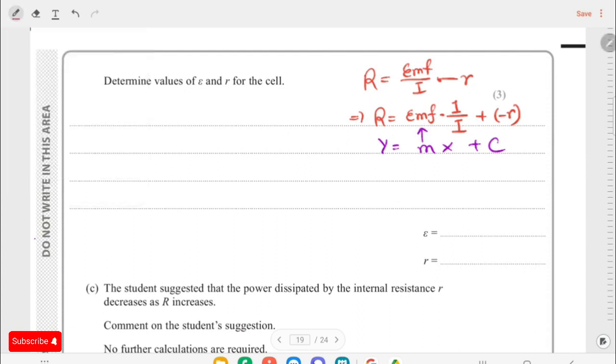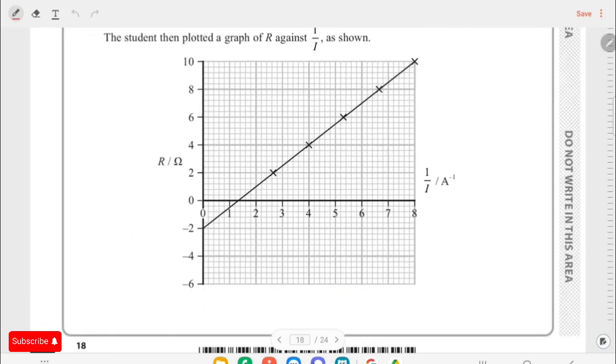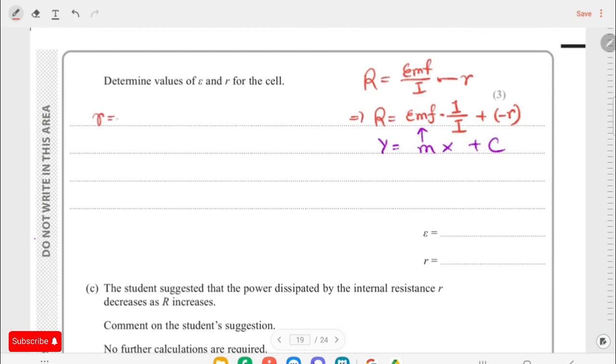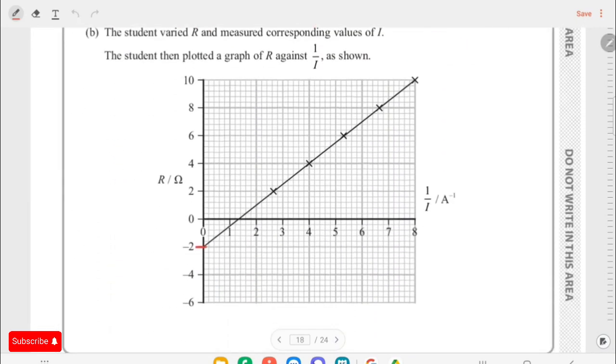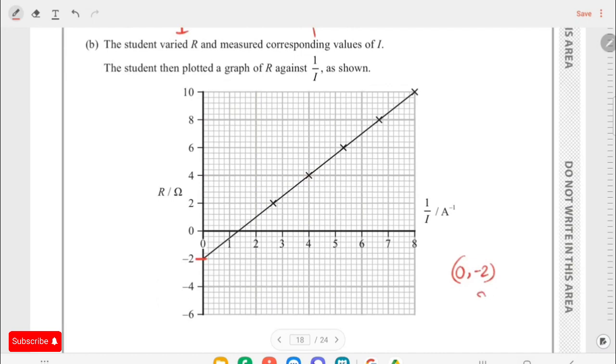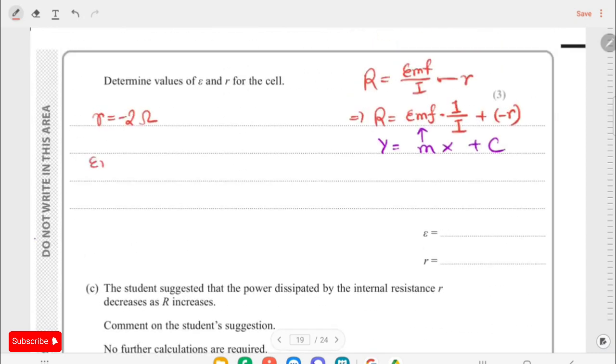If you go back to the graph, we have the y-intercept at minus 2, which means the value for the internal resistance is minus 2. So the value for internal resistance is minus 2 ohms. And for the gradient, you can find it out easily. Let's write two coordinates, 0, minus 2, and 8, 10. The gradient for this straight line would give you EMF.